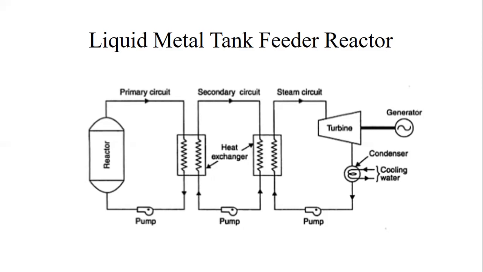There are two primary loop designs. One is the pool type system and the other is the loop type system. In the pool type system, the reactor core, primary pumps and intermediate heat exchangers are all placed in a large pool of liquid sodium contained in the reactor vessel.